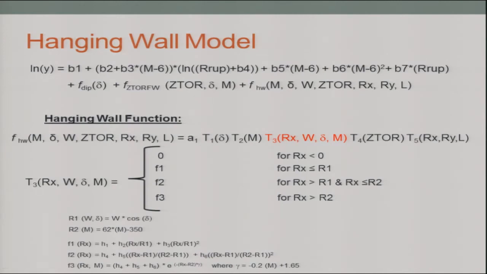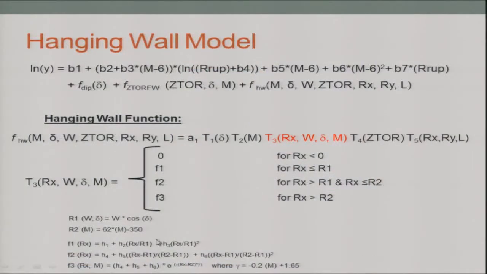Moving on to the distance taper. This one's a little bit more complicated, and I'll step through this. If your Rx is less than 0, so as I said before, this is on the footwall side, so you have a minus Rx, there's no hanging wall term, so the whole term zeroes out. Okay, if your Rx is less than R1, and I defined R1 here as the width times the cosine of the dip. So really, if anybody knows the Joyner-Boore distance, it's basically if you're right on top of the fault plane, that's R1.